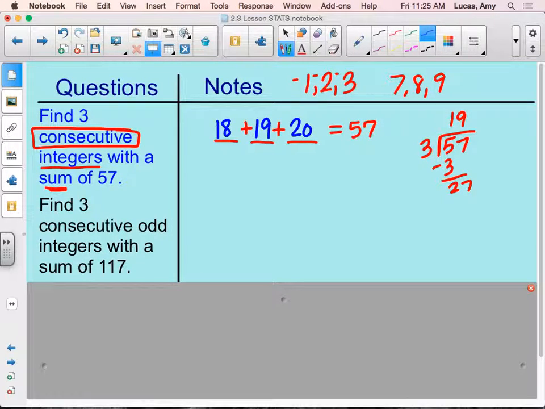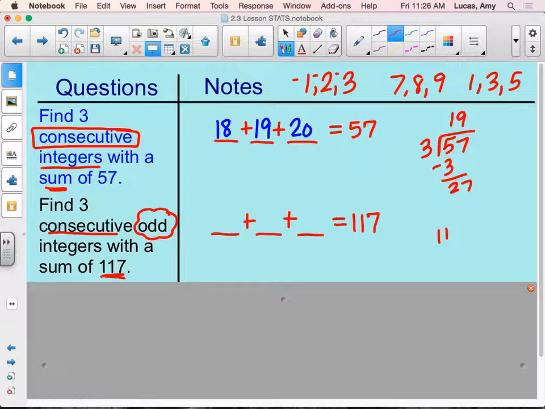This next one is a little bit different. So it says 3 consecutive again, but now it says odd integers. Remember that odd integers would be like 1, 3, and then 5 to be consecutive odd integers. And the sum is 117. So the sum we're adding has to add up to 117, and they have to all be odd. So if I divide this by 3, because we're looking for 3 consecutive, 3 times 3 is 9. 3 times 9 is 27. So 39 is what I think one of my odd integers is going to be.